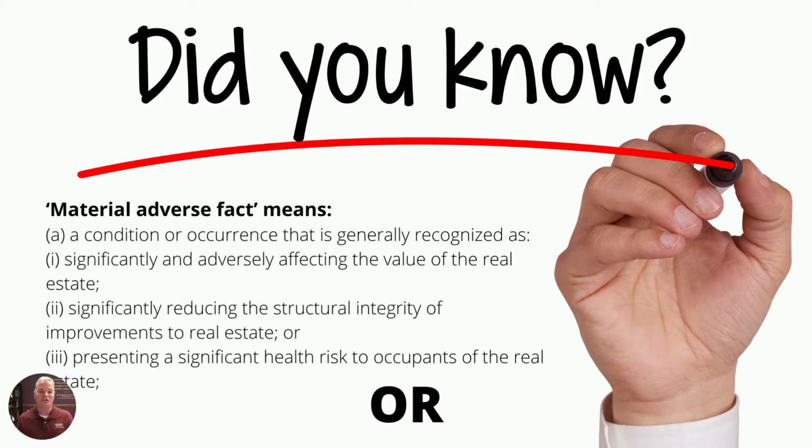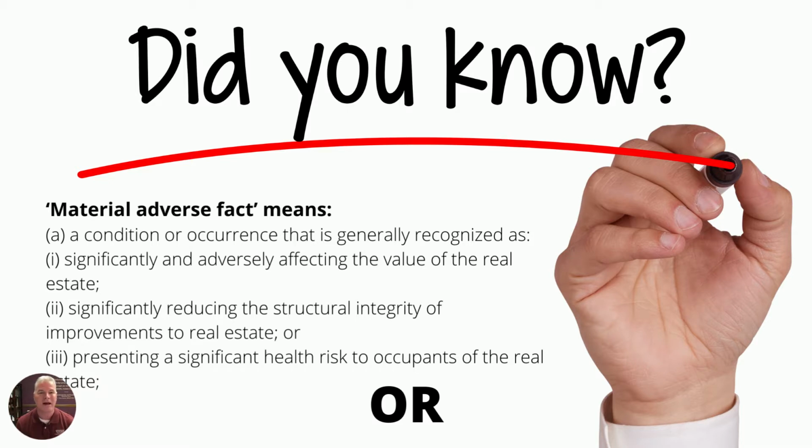Significantly reducing the structural integrity of improvements to real estate. That's where most of us understand the material adverse fact. If there's a problem in the house, it's affecting the structure. That's typical material adverse fact. We all know that. Presenting a significant health risk to occupants of the real estate. Obviously radon, lead-based paint, you know that.